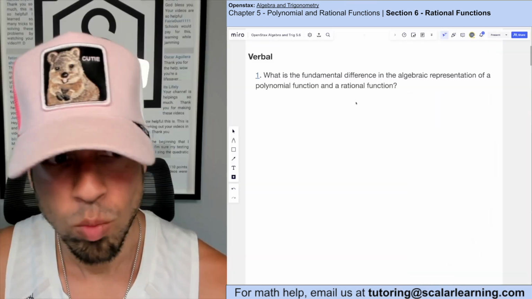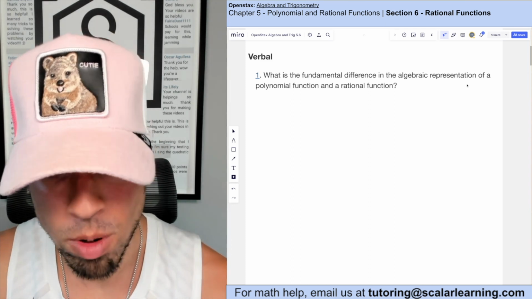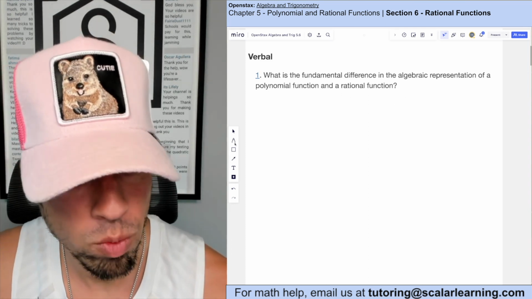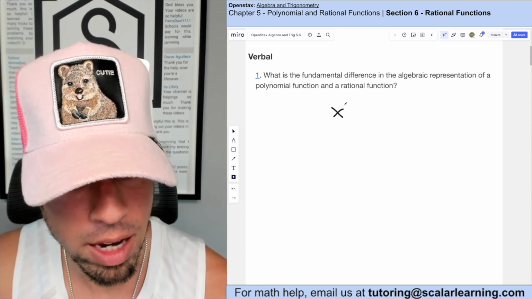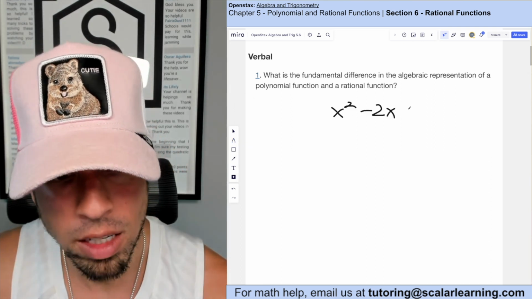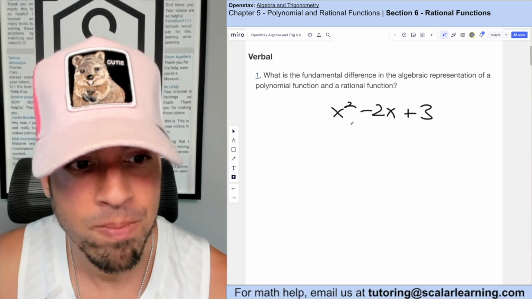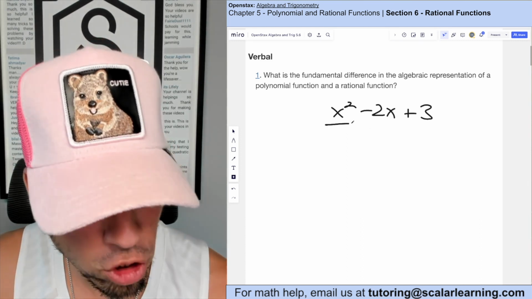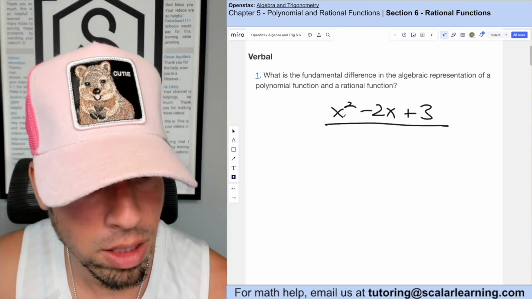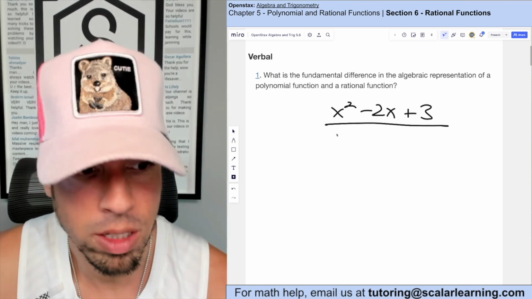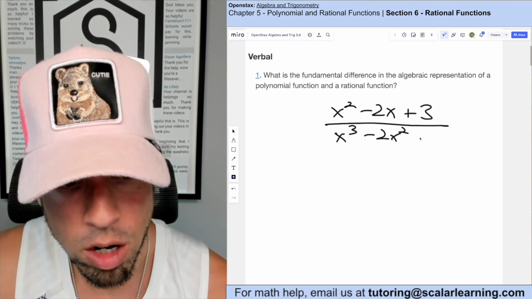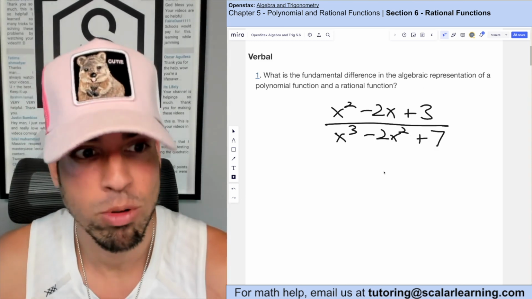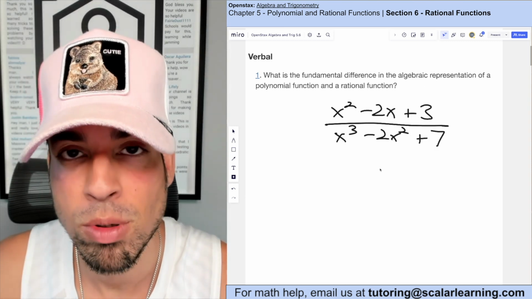Let's do it. What is the fundamental difference in the algebraic representation of a polynomial function and a rational function? In this case, a polynomial function is going to be like x squared minus 2x plus 3, something like that, right? And to make it into a rational function, now we're talking about this over essentially another polynomial. Let's say x cubed minus 2x squared plus 7. So that's just an example. There's the fundamental difference. Boom, done.